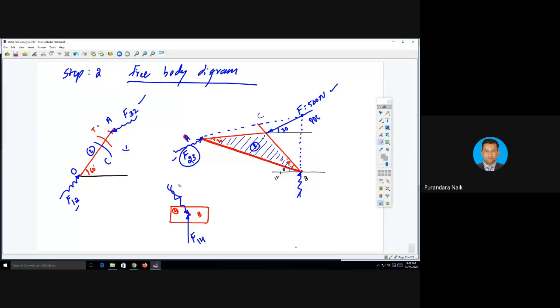From which link we have to start the problem? Link number 4. Yes, very good. Link number 4. Why? Because it is a 2-force member. This is F43, correct? F43. Okay. This is F34. Okay. So consider, write down.